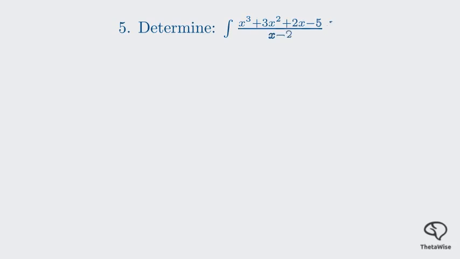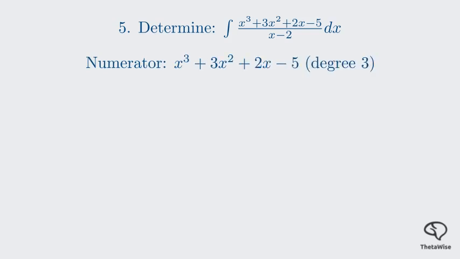This is a classic case for polynomial long division. The numerator, x cubed plus 3x squared plus 2x minus 5, is degree 3. The denominator, x minus 2, is degree 1. Since the degree of the numerator is much higher than the denominator, we'll perform long division to simplify the fraction before integrating.